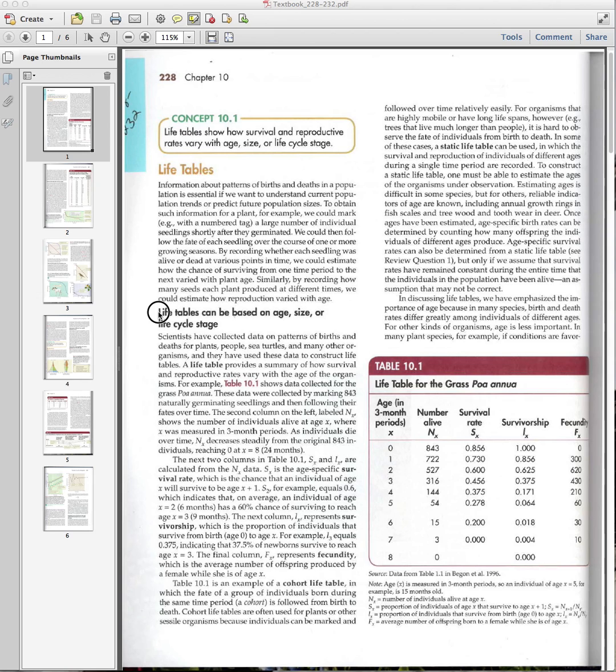This section here called Life Tables can be based on... This section should really read, what is a life table and how can they vary? This is your introduction to life tables, and they've got an example life table here for you.